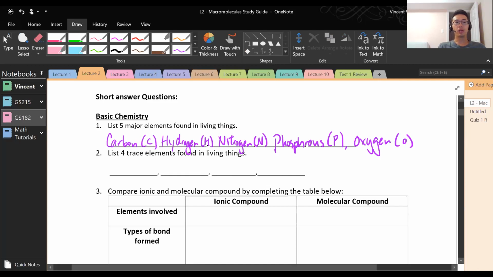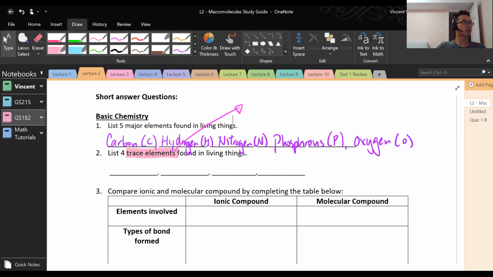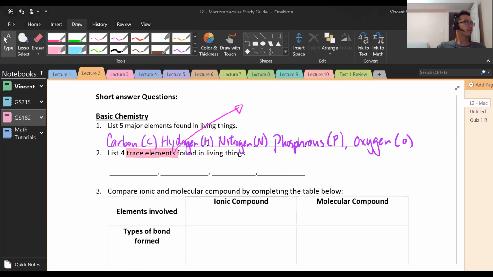Okay, we also have what's called trace elements. Does anybody know or remember from the lecture recordings what trace elements are? Anybody? We only have 4 people here, so don't be shy. 5 people now. So what are trace elements? No one knows what trace elements are?